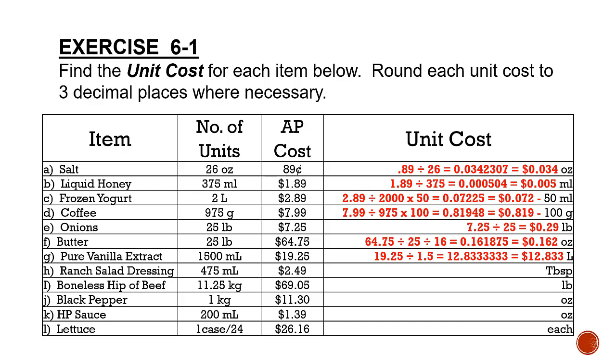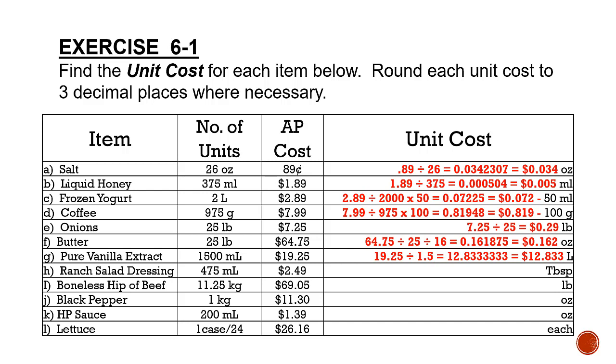Next up is our ranch salad dressing. We bought 475 milliliters. We paid $2.49. We want to know what 1 tablespoon costs. So again, relationships are indeed important. We need to remember that there are 15 milliliters in every tablespoon.